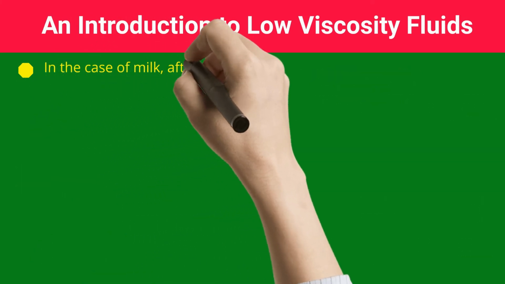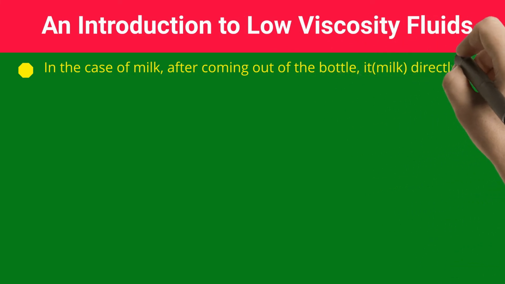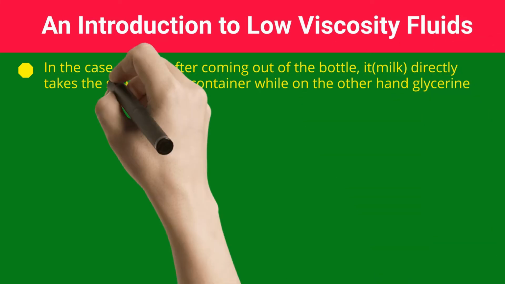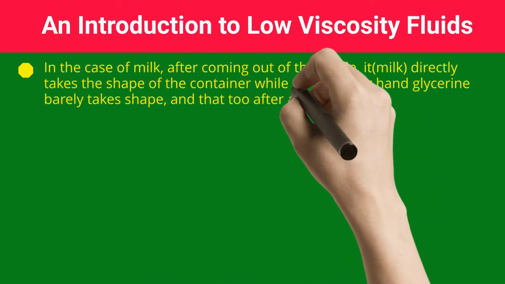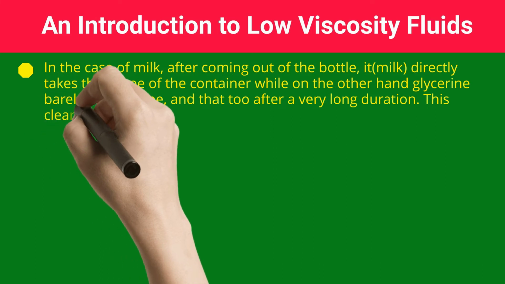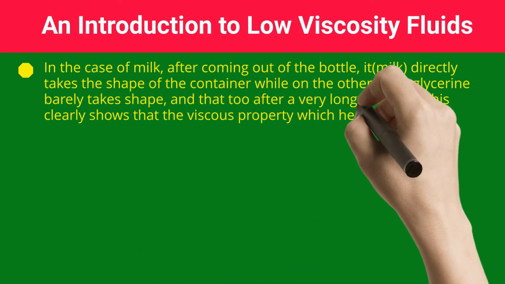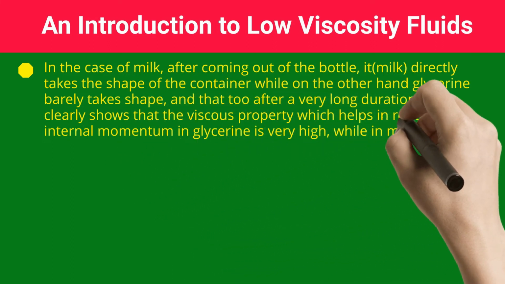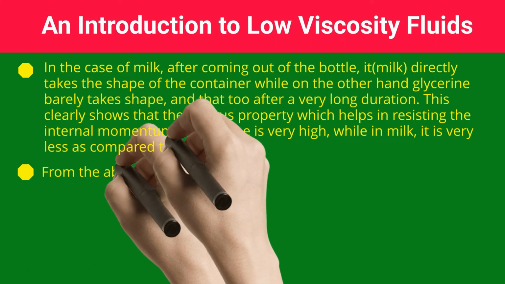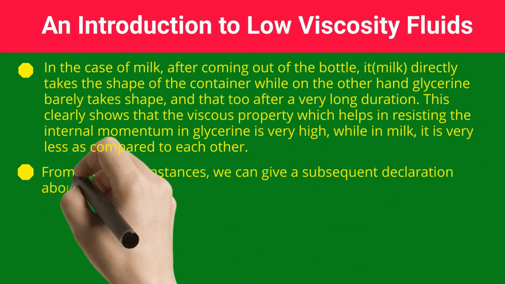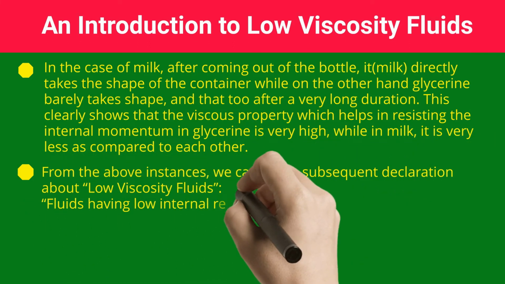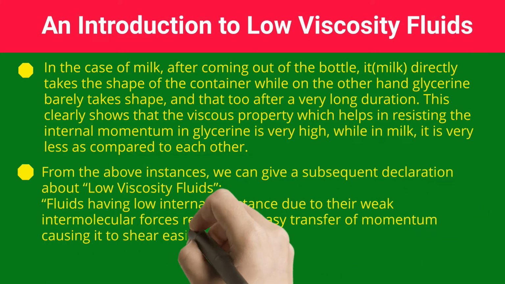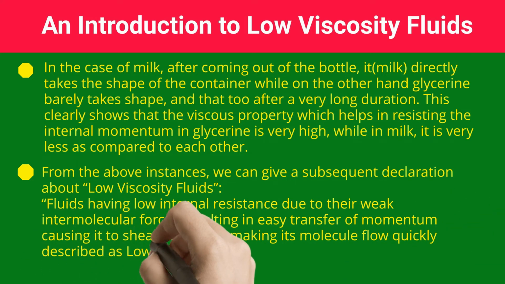In the case of milk, after coming out of the bottle, milk directly takes the shape of the container, while glycerin barely takes shape, and that too after a very long duration. This clearly shows that the viscous property which helps in resisting the internal momentum in glycerin is very high, while in milk, it is very low by comparison. Fluids having low internal resistance due to their weak intermolecular forces, resulting in easy transfer of momentum, causing them to shear easily and making their molecules flow quickly, are described as low viscosity fluids.